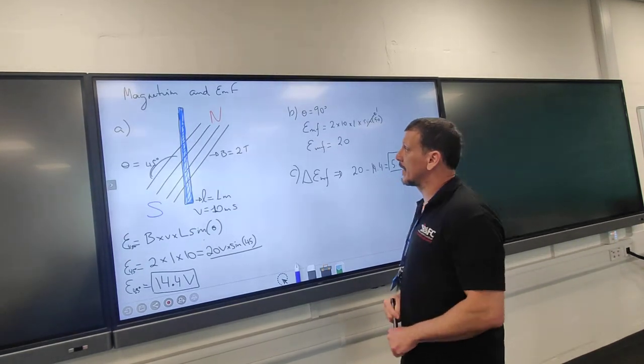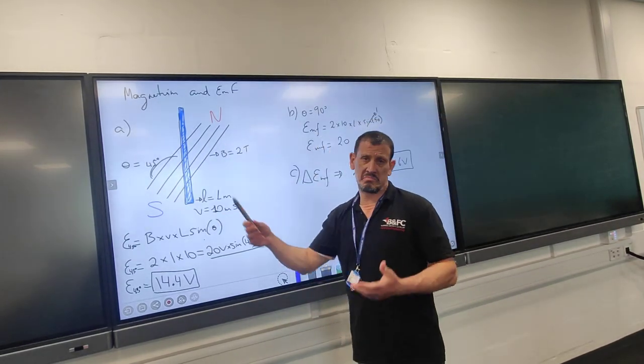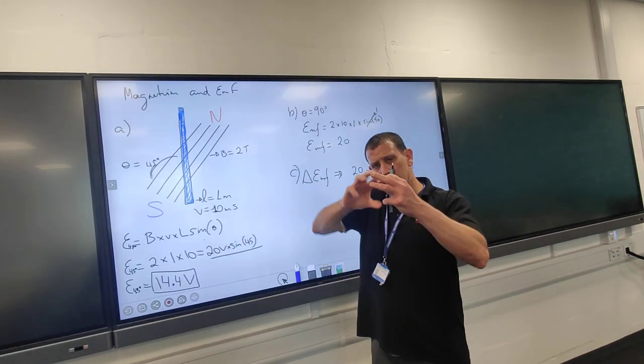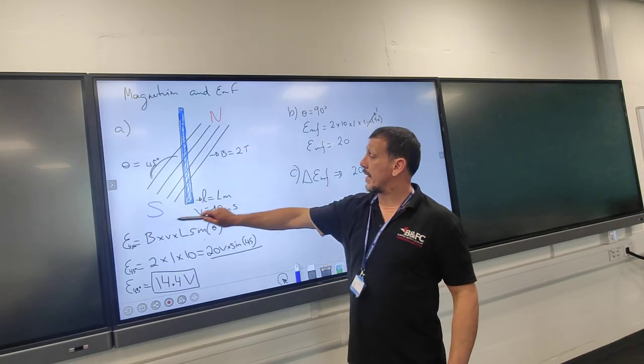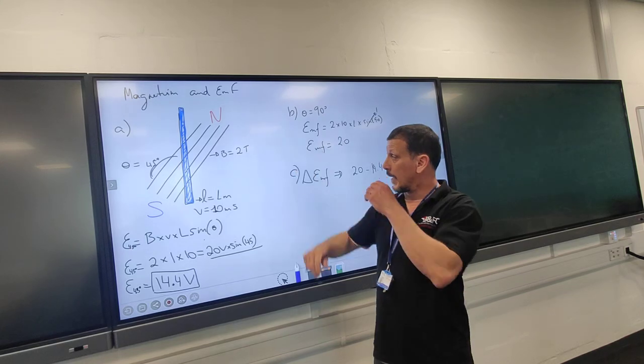This question is for magnetism and EMF. So basically we have a conductor, like a wire or a coil inside a generator spinning, and it's cutting through a magnetic field. In the field I have north and south. So this is the field line.